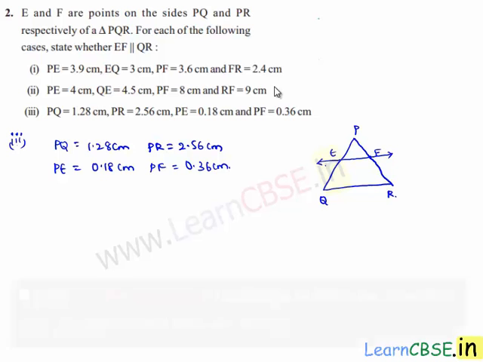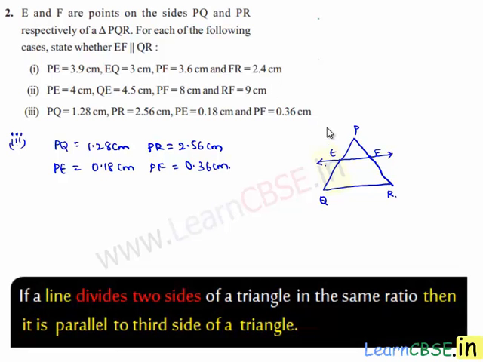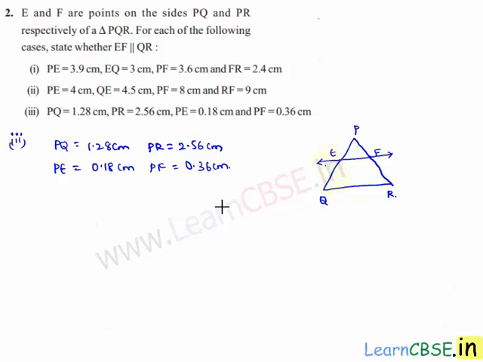From Converse of basic proportionality theorem, we can say that when a line passing through two sides of a triangle divides the two sides of the triangle in the equal proportion, then it will be parallel to the third side. So let us check the proportions of both the sides intersected by the line EF. Data is in terms of PQ and PR. Let us convert it into PE and EQ. Already he has given that PE is equal to 0.18 centimeters.